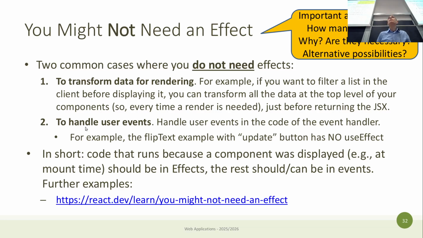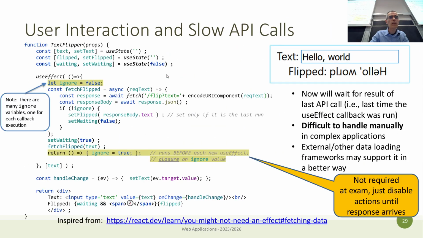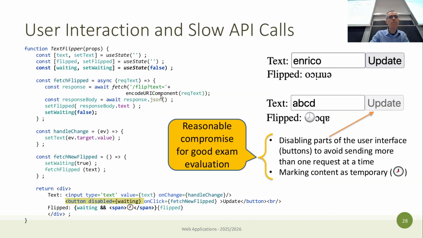Handle user events. You saw, like the flip text, okay, with the update button, has no use effect, okay? So if there is no need for the use effect, just don't use it. You see, no use effect. There is no use effect around here.